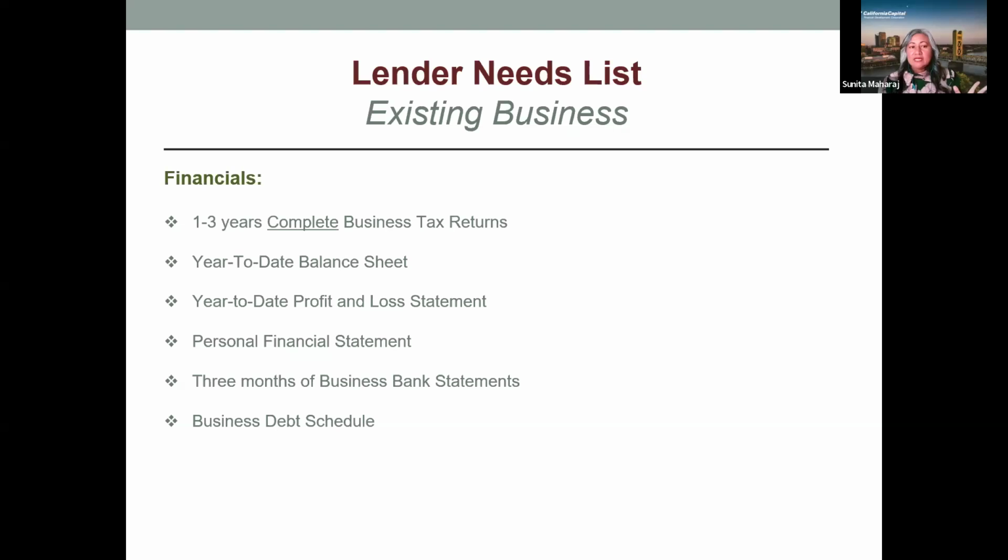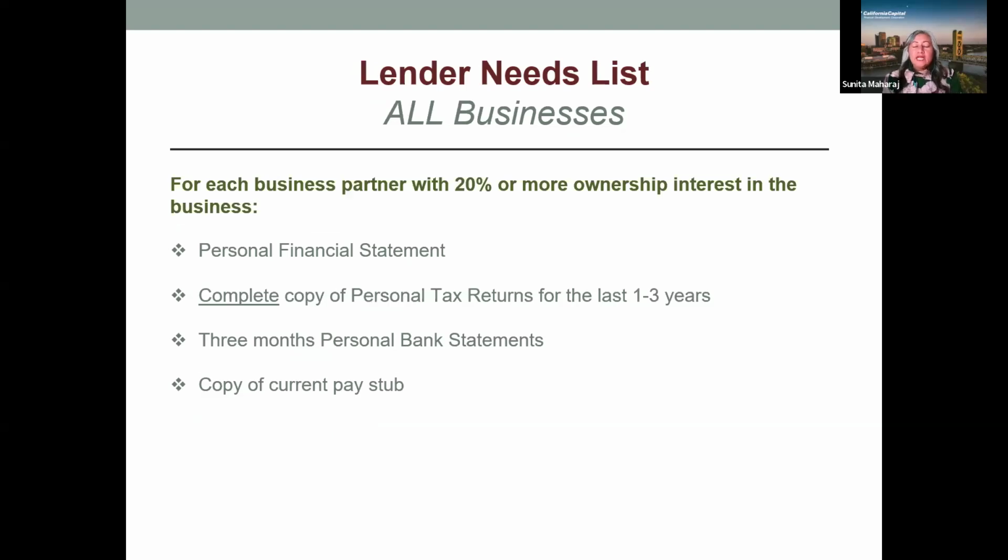And then for existing businesses, you'll need 1 to 3 years of complete business tax returns, a year-to-date balance sheet, a profit and loss statement, personal financial statements, 3 months of business bank statements, and a business debt schedule. So if you have any other debt for the business out there, you need to also divulge that information to us. For each business partner that owns 20% or more of the business, we'll also need some documentation from you: a personal financial statement, a complete copy of your personal tax returns for either 1 to 3 years, 3 months of personal bank statements, and a copy of your current pay stub if you have one.